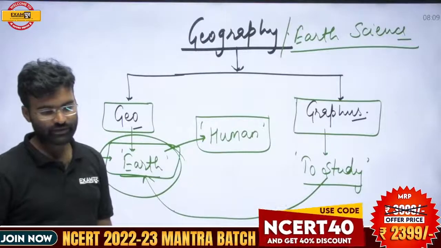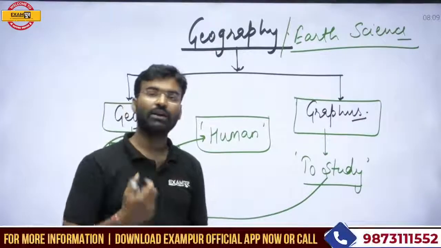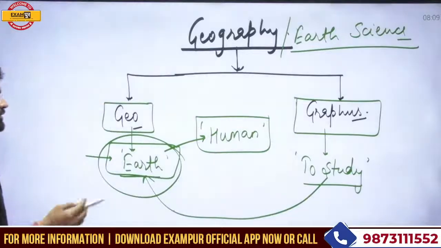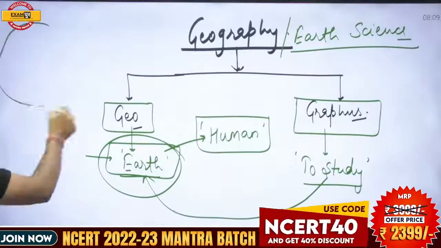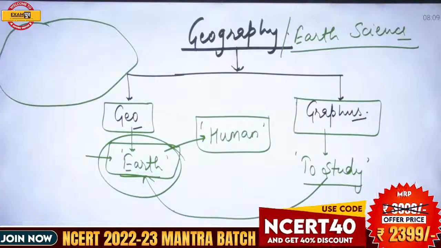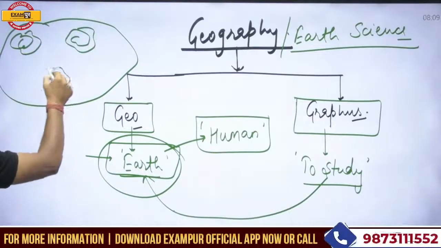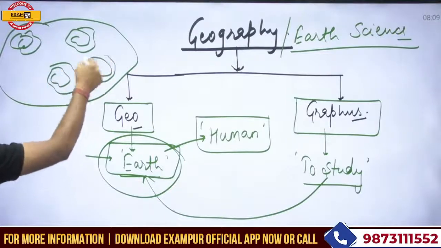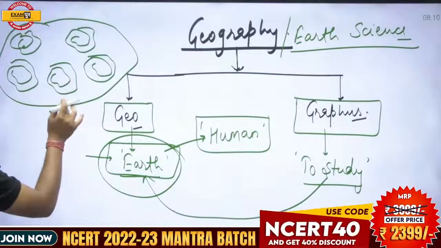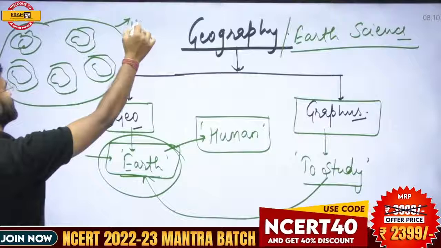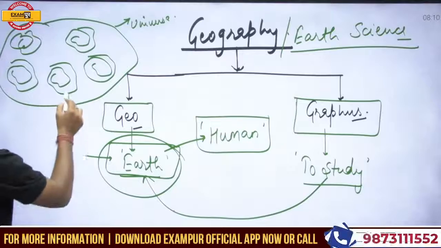So what is the difference between the universe and space? Okay, I'm telling you the difference between space and the universe. Suppose this is the universe, in which there are many galaxies. In a galaxy there are many stars or many solar systems. This is the universe. These are the galaxies.